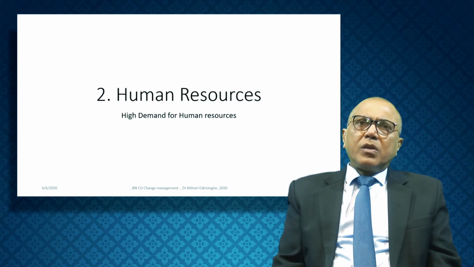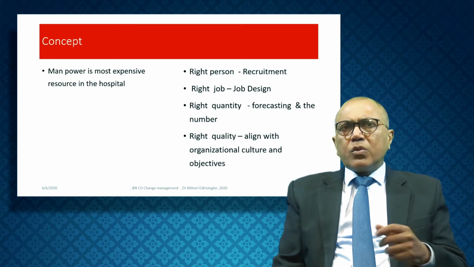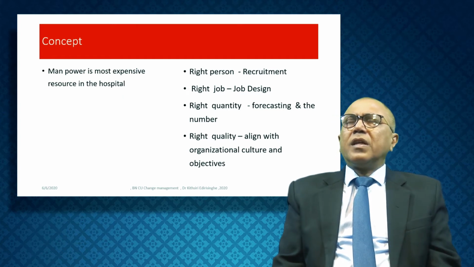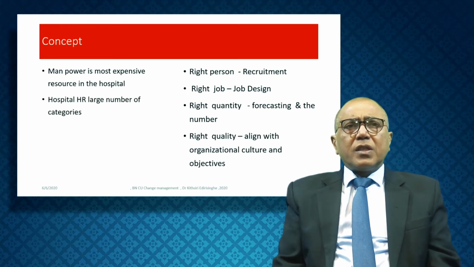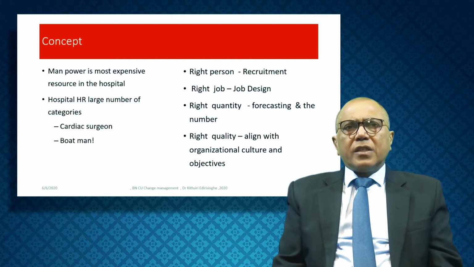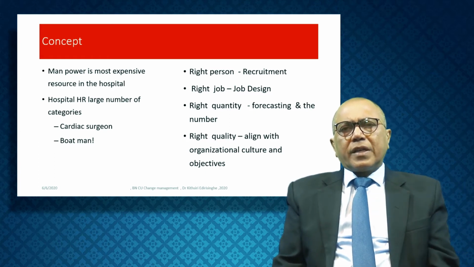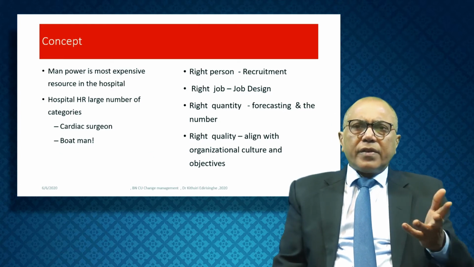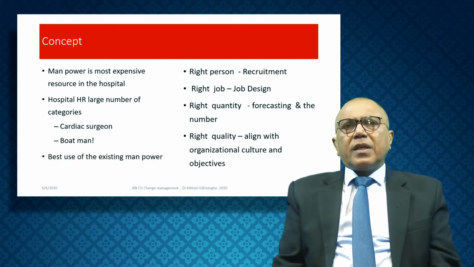And then look at the human resources. Demand for human resources. If you look at it, manpower is the most expensive in the hospital. We spend more than 40 to 60% of our expenditure on human resources, right? And then we have a large number of categories, starting from the cardiac surgeon to the boatman. Delft Island, they have to go in a boat, so there's a boatman category also. There are nearly 180 to 200 different categories in the health sector, right? And how can you make the best use of the existing manpower? How will you use them?